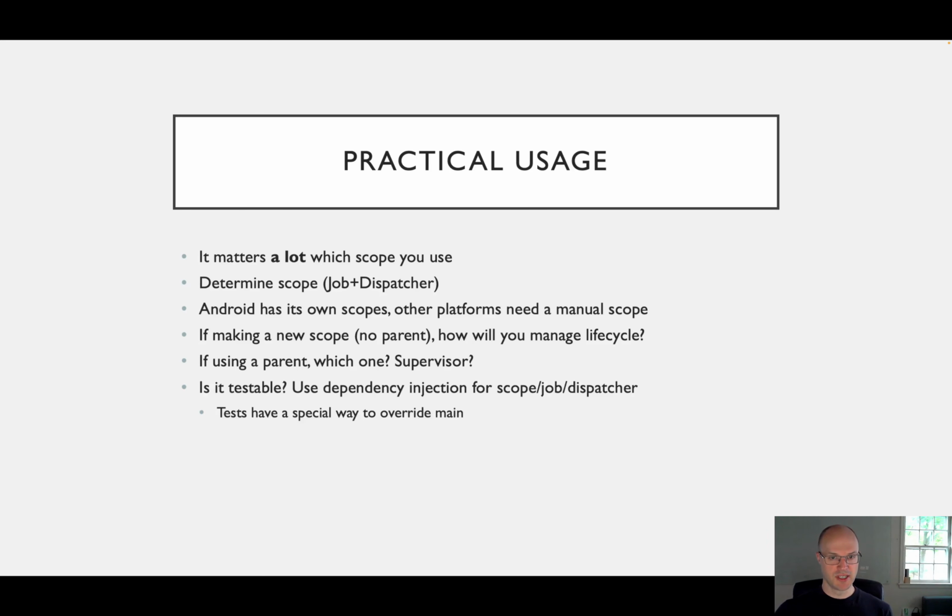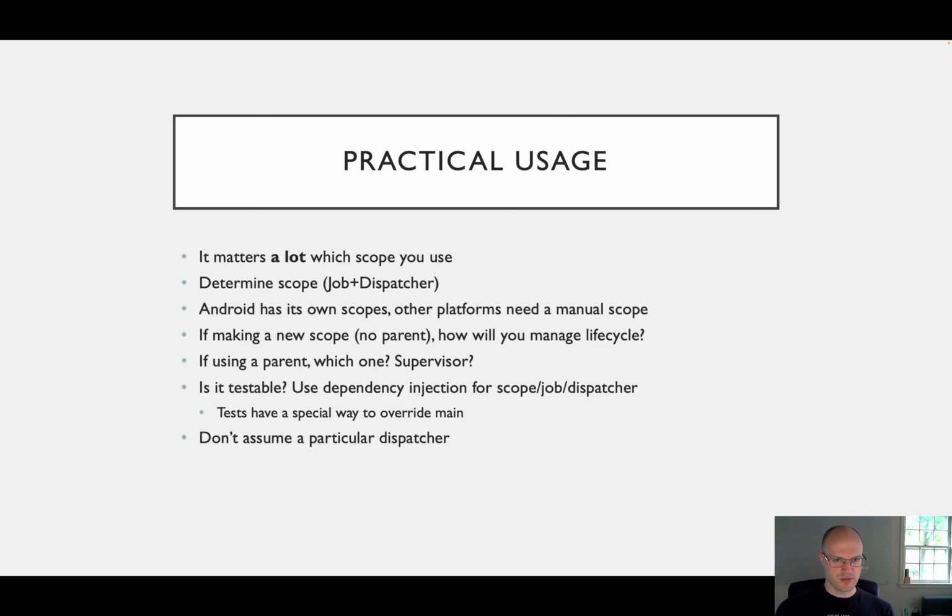Is it testable? Great if your code can run in production, but are you going to be able to change the scope or the job or the dispatcher to run whatever test situations you need to test? And if you are relying on the main dispatcher, you don't have to worry about that. Again, I mentioned this before, you don't have to inject your main dispatchers because tests have a special way to do that. I'll cover that a little bit later with examples. But it's so important to have testable coroutines. I mean, tests are important in general, but asynchronous code in particular is very finicky, can be very tricky to reason about. You really want to make sure that it's testable.